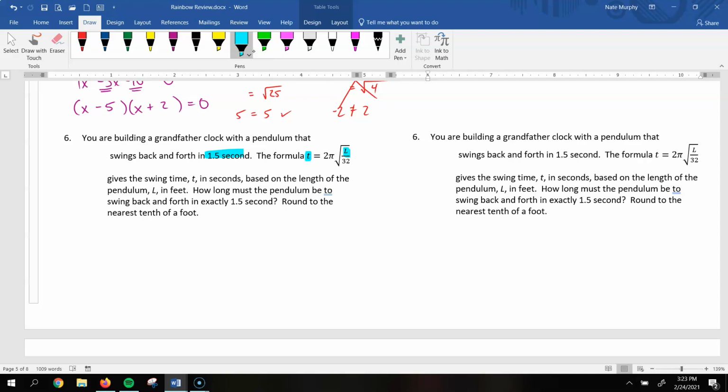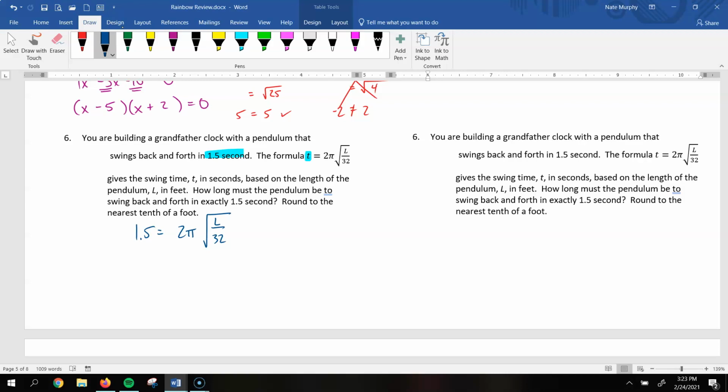So we're not just plugging this in and solving it. We're going to have to do some math here because I've got to figure out what this L is. So we're just going to put 1.5 in for t. So I would have 1.5 equals 2 pi times the square root of L divided by 32. Okay, it's really tempting to want to get rid of the square root, but we can't do that yet. We want to get the root by itself. So I'm going to divide both sides by 2 pi.